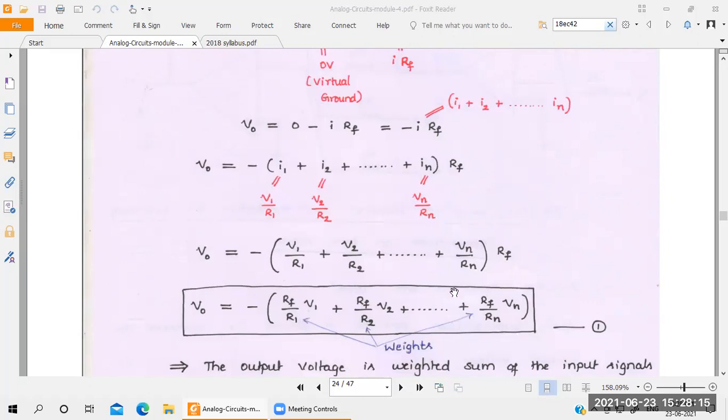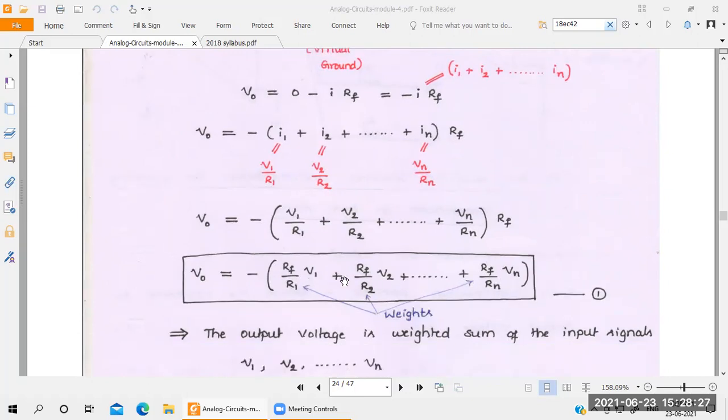If you multiply with RF here, you get V0 equal to minus RF by R1 into V1 plus RF by R2 multiplied with V2, then RF by Rn multiplied with Vn. Here the resistance ratio, that is feedback resistance by the input resistance, gives the weights. Weights means we are going to vary the value of the resistances, not add the voltages. Understood? So weight means resistance value, which we can vary here. From that we can make different output voltages for the given input voltages. Understood?